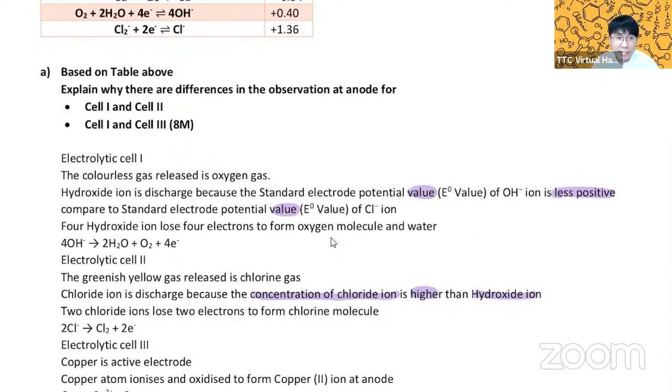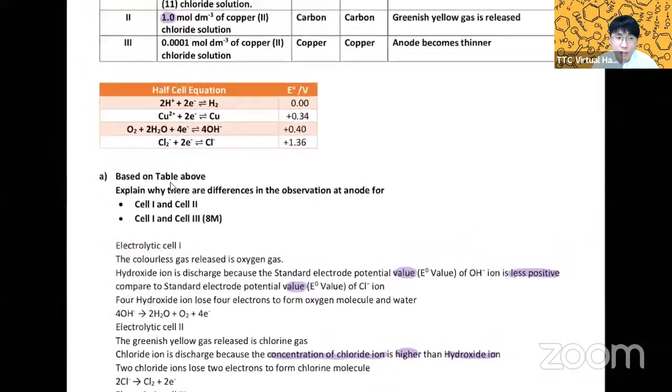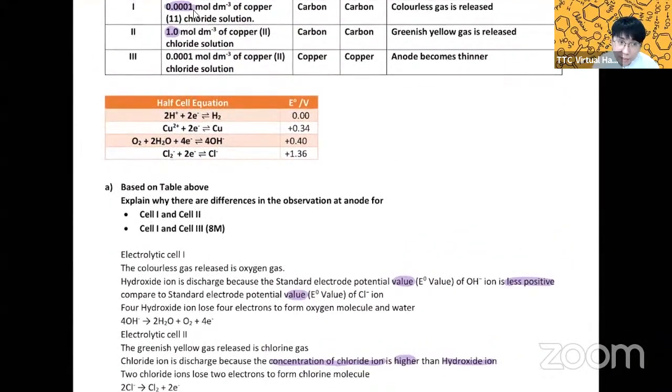Okay. And lastly, cell 3. If you check, it's the same dilute concentration, but you are using copper as your electrode. And guys, if you remember, we revised this last time. When copper is used as an electrode, this is your factor number 3. Because cell 1 is factor number 1, cell 2 is factor number 2, which is concentrated. In cell 3, you change your carbon electrode to copper, which is known as an active electrode.